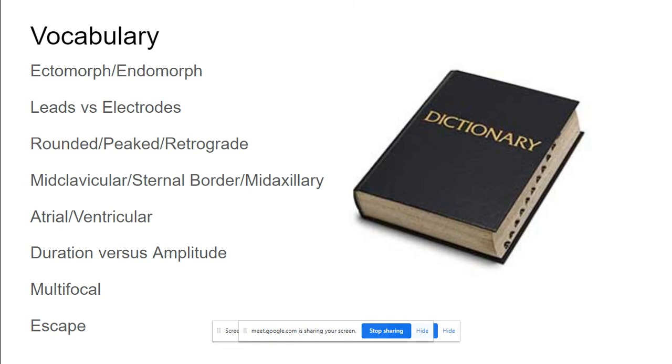Sternal border: your sternum is your breastbone, so the sternal border is where your ribs connect to your sternum. And then mid-axillary, axillary is armpit. So that would be looking at the chest from a side view and going down from the middle of the armpit straight down on the abdomen. That's mid-axillary in terms of where you're going to put those electrode patches or stickers.